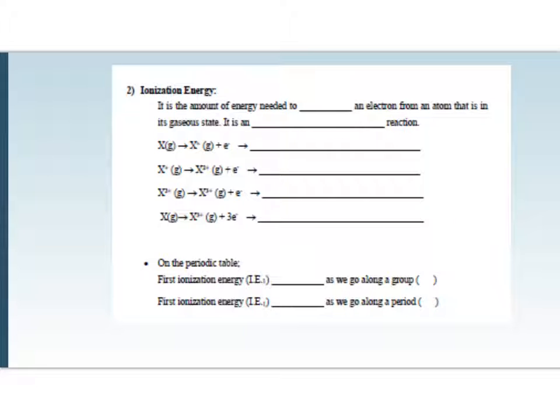Now comes the ionization energy. This is the amount of energy needed to remove an electron from an atom. And if we label it as a reaction, we are going to label it as an endothermic reaction.